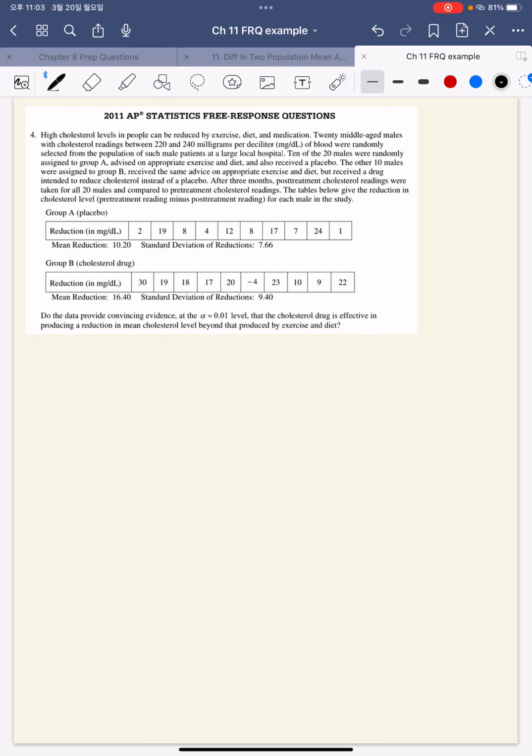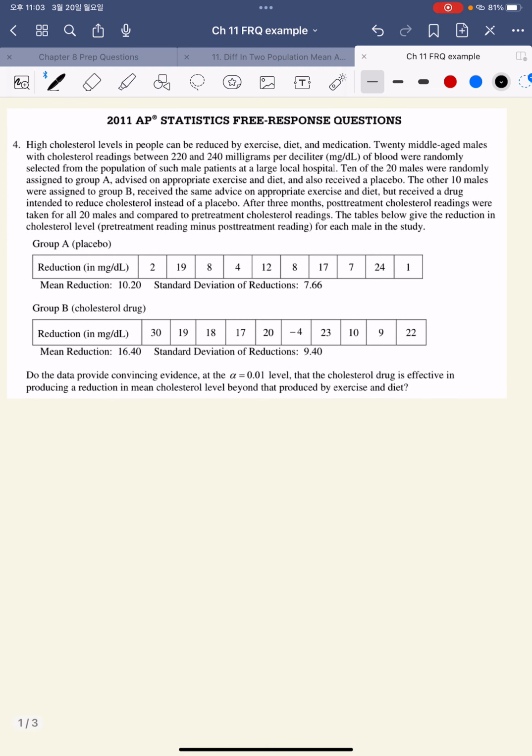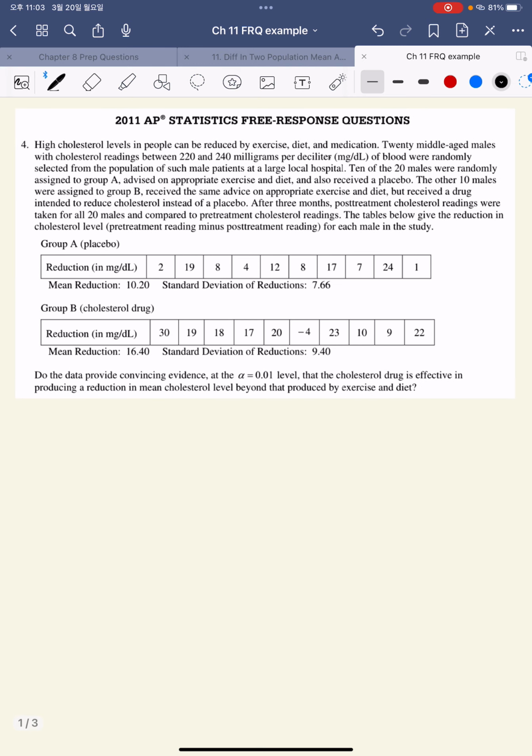Hi, so in this video we'll be going over an example FRQ from chapter 11. Hopefully doing this FRQ will help you better understand the concepts from this chapter. So we'll be solving this question. First, pause the video and just read the question. Okay, now I'll just assume that you read the question and hopefully you tried it already if you could.